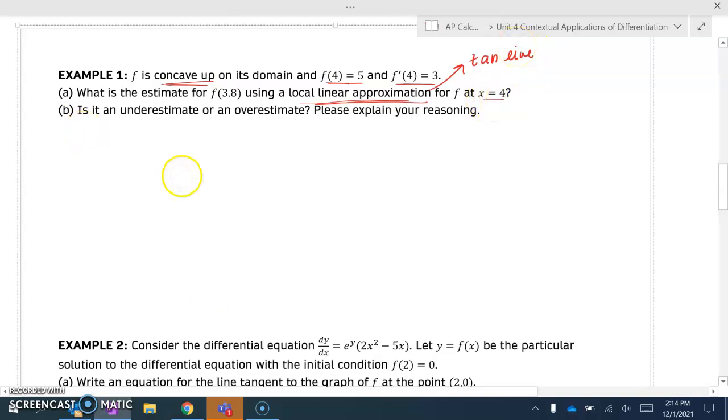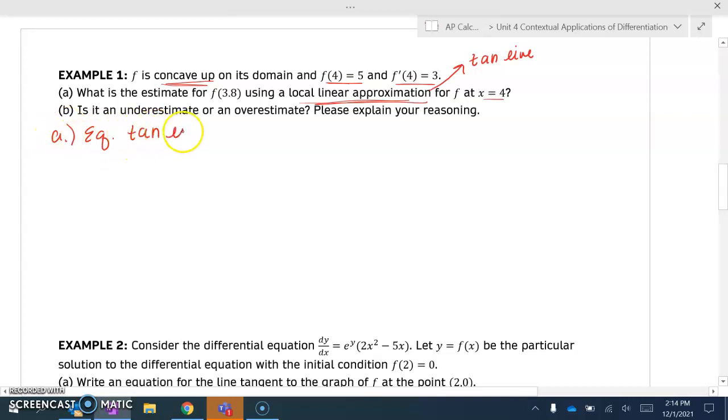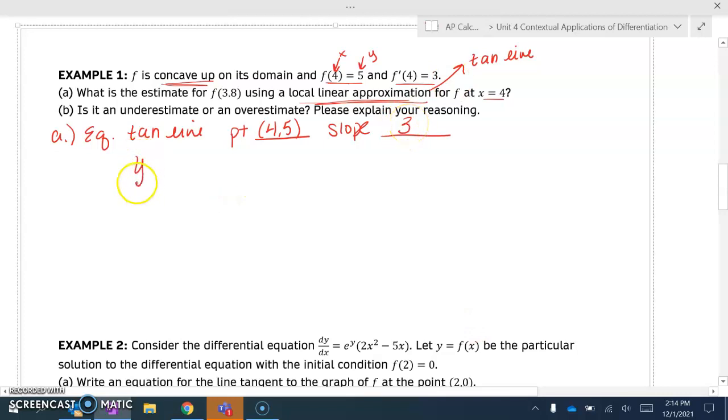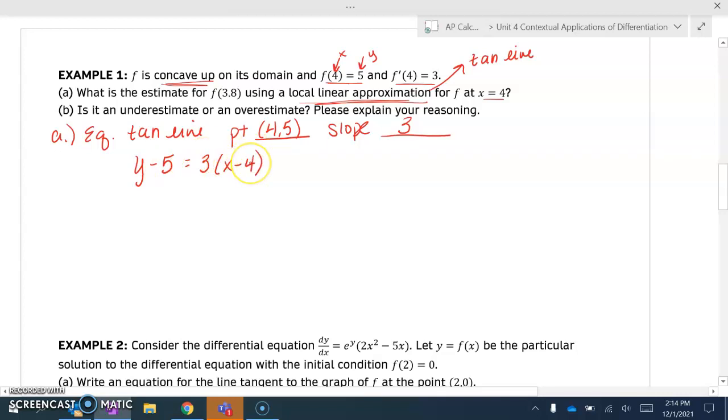So to write an equation of a tangent line, this is part A, we need a point and a slope. Did they give us that? Yeah, they gave us the point. This is the point 4 comma 5. This is the x, this is the y. And they gave us our slope, f prime of 4 is 3. So to write the equation of our tangent line, we'll do y minus 5, which is the y value we care about, equals m, which is 3, times x minus 4, that's the x value that we care about. So that's the equation of our tangent line.